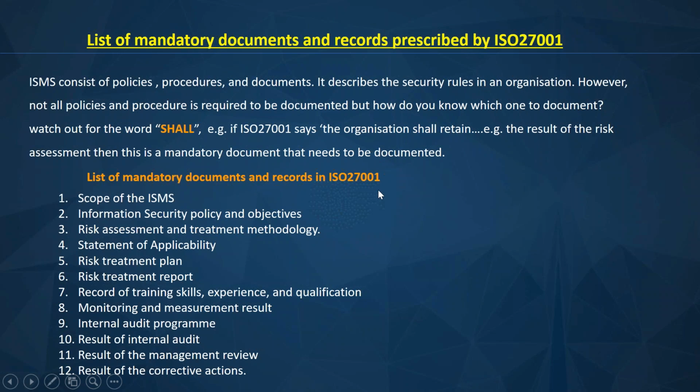So if you are hired as a consultant for an organization to help them with their ISO 27001 implementation project, when you finish implementing it for them and an external assessor comes, an assessor is an independent person coming from BSI, British Standards Institution, to assess your organization for the certificate, these are the documents he's going to request.